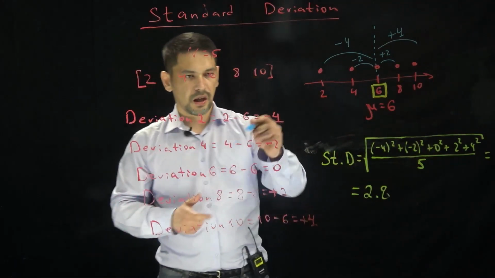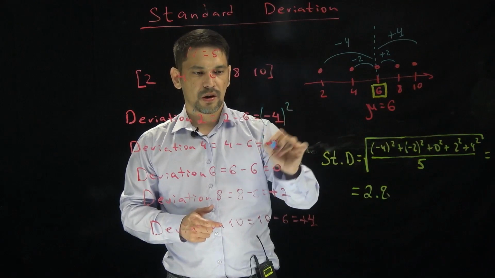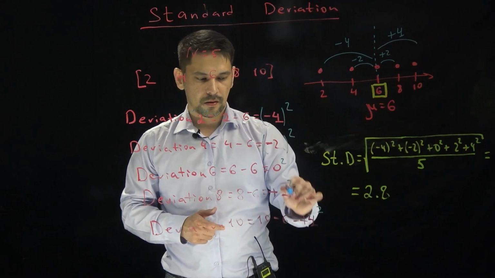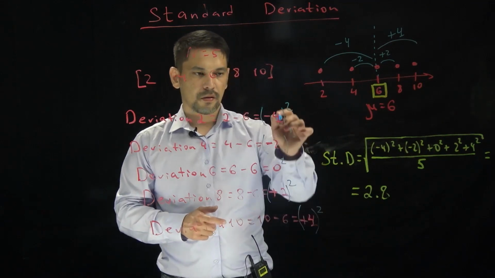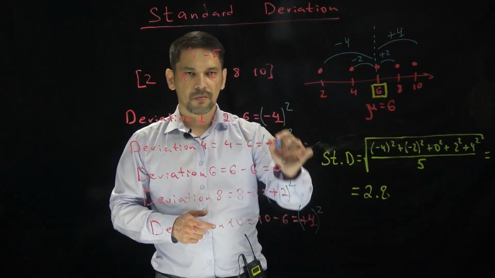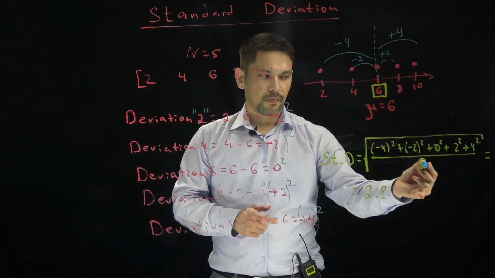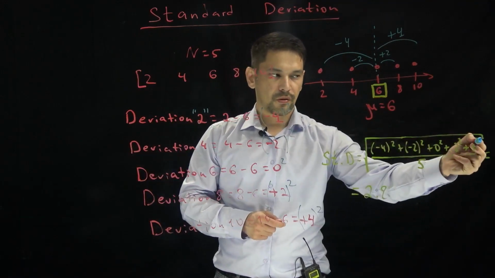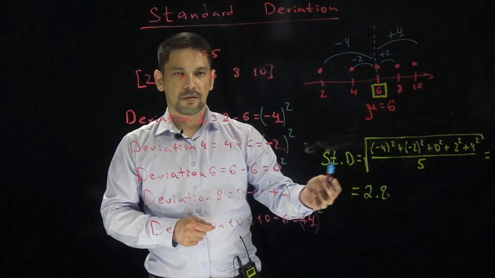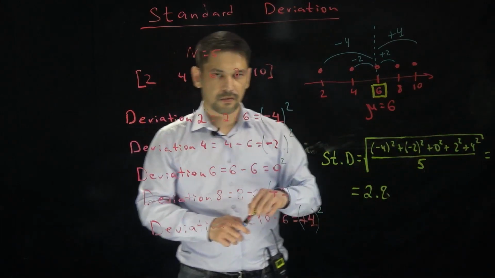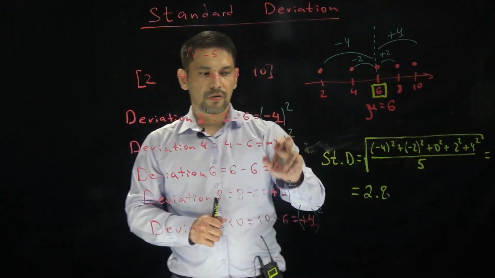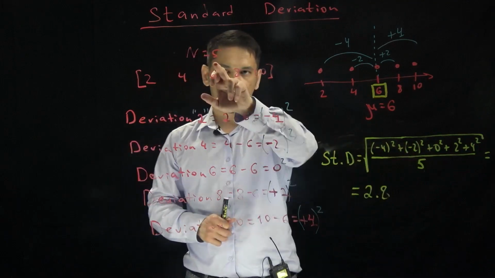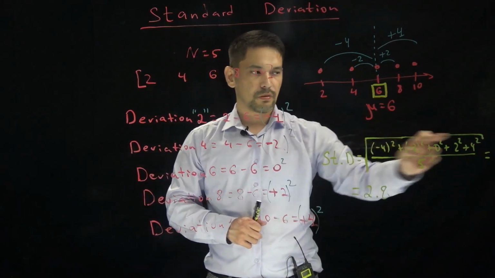Or I can square all the 5 deviations, right? Square all the 5 deviations, then sum them all up, and then divide that sum by the total number of deviations, which is 5, and then take the square root of it. That's going to be called a standard deviation. So in order to find the standard deviation, you just have to square all the deviations, just like I did over here. Sum them all up, divide that sum by the total number of people, which is 5, and then take the square root of the result.